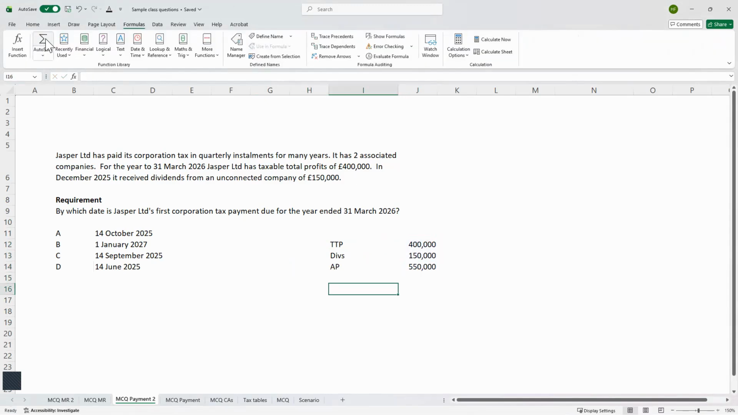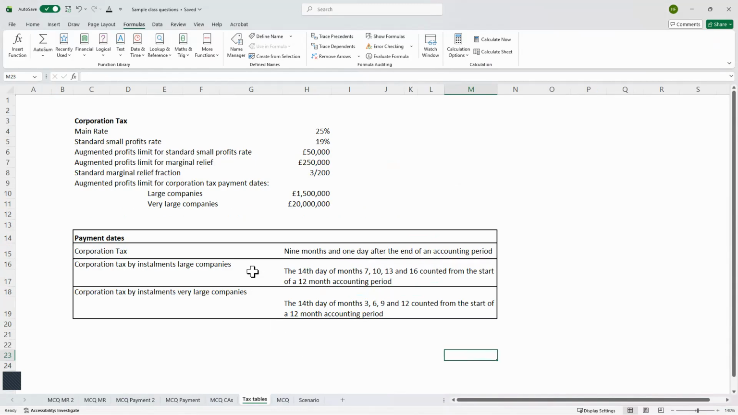£550,000. We know that if the company have profits above 1.5 million, then instalment payments will be required. But we need to prorate this limit for any short accounting periods or associated companies in the group. We've got a full year to 31st of March, but we are told there's 2 associated companies. So we need to divide this limit by 3 here, which means if the company has augmented profits above £500,000, it will need to pay its tax by instalments. So this company, Jasper, will need to pay tax by instalments.